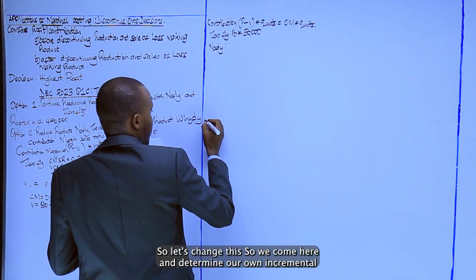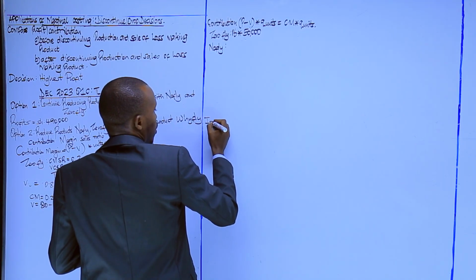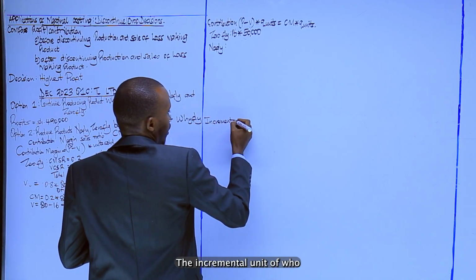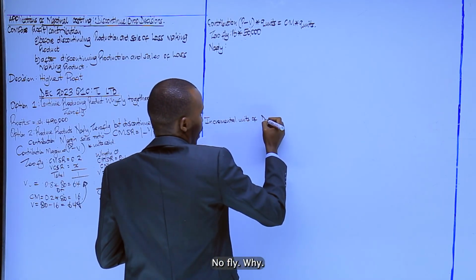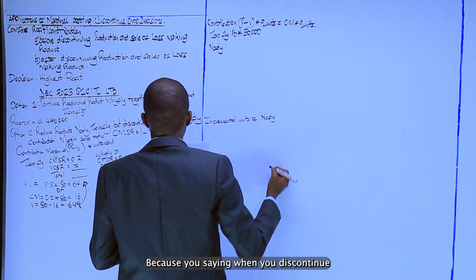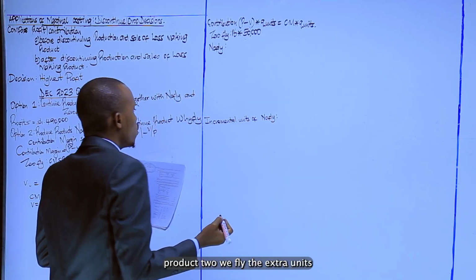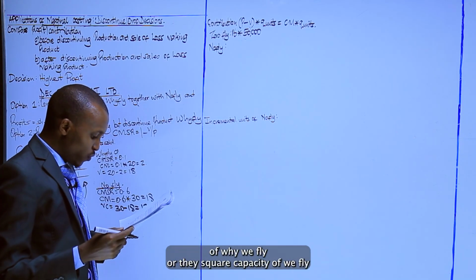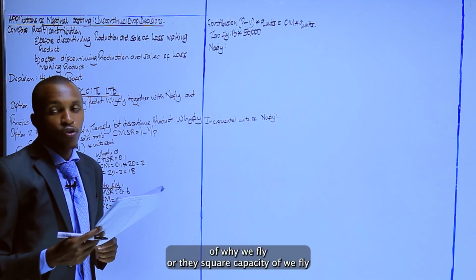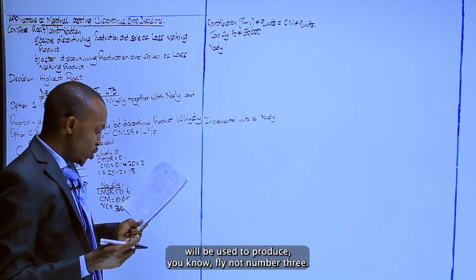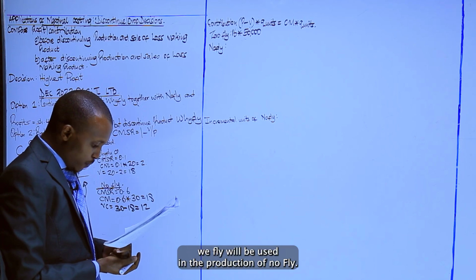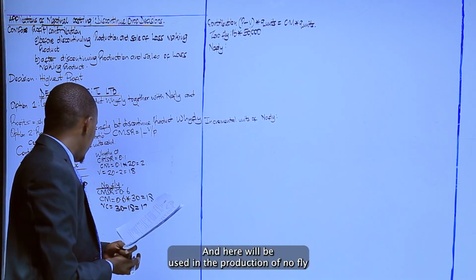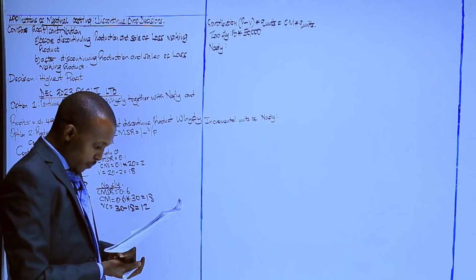So we come here and determine our incremental units. The incremental units of who? No fly. Why? Because they're saying when you discontinue product Y fly, the spare capacity of Y fly will be used to produce no fly. Note number 3. The entire workforce used to produce Y fly will be used in the production of no fly.